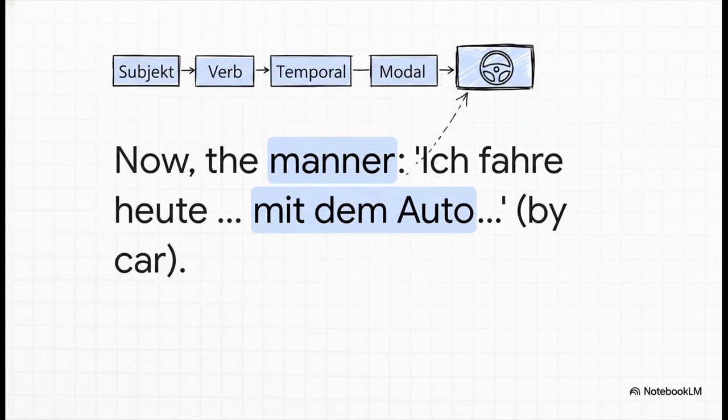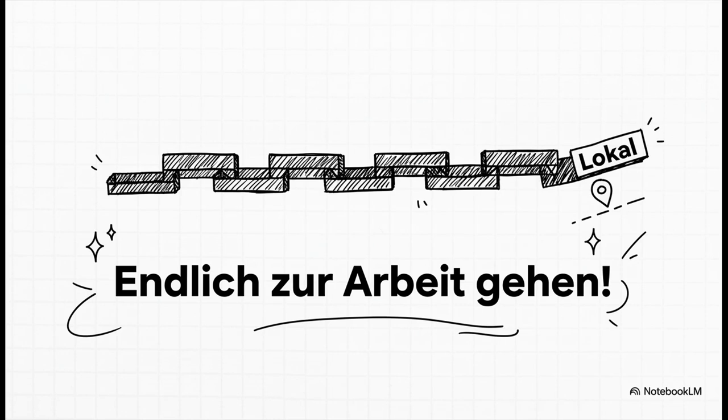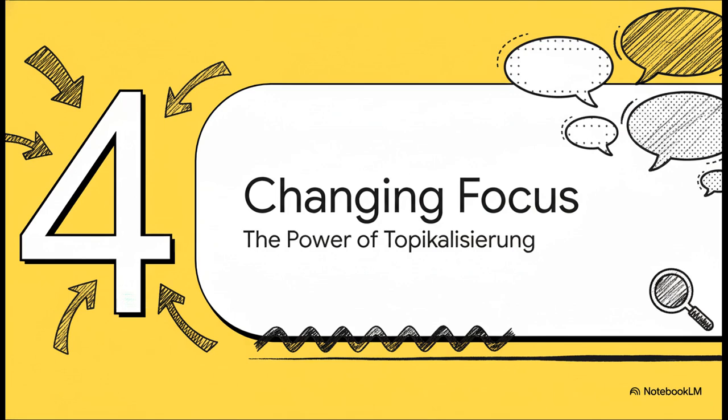All right, what's next? Mo, modal. Wie? How am I getting there? Mit dem Auto, by car. See how this is growing? Ich fahre heute wegen des Regens mit dem Auto. And for the grand finale, we've got Lo for lokal. Wo? Where am I driving? Zur Arbeit, to work. And there you have it, our full, perfectly structured sentence. Ich fahre heute wegen des Regens mit dem Auto zur Arbeit. Time, reason, manner, place. See how smoothly that flows? It just works.